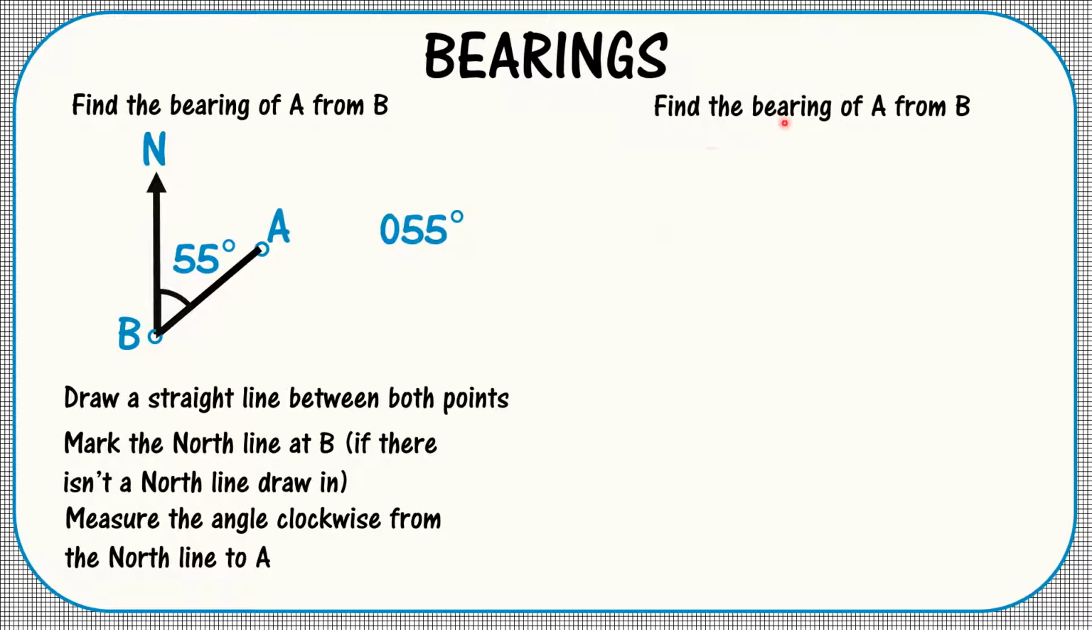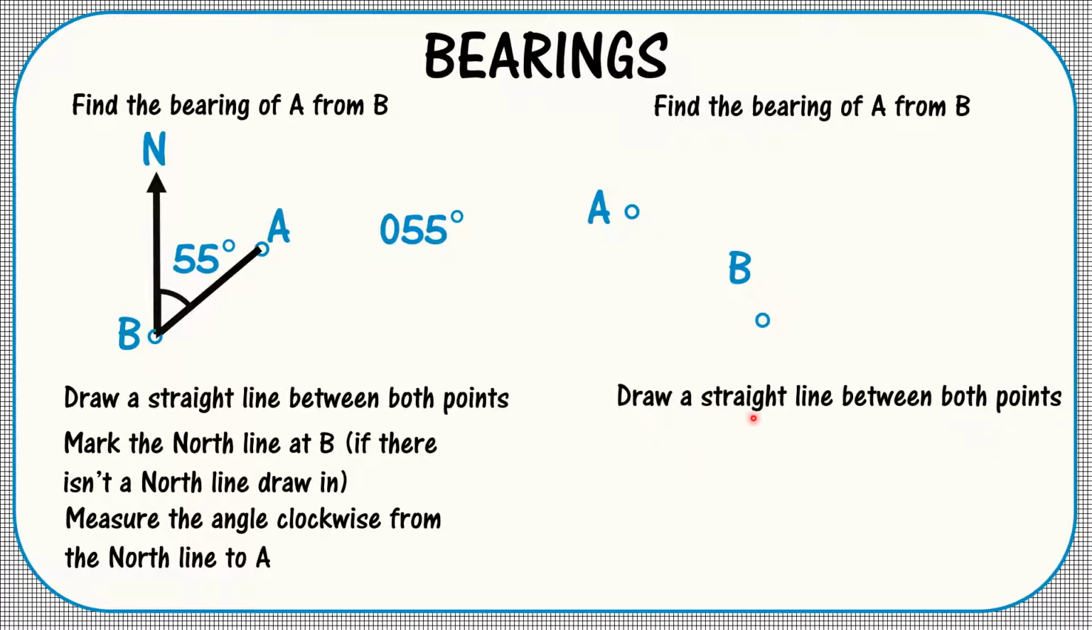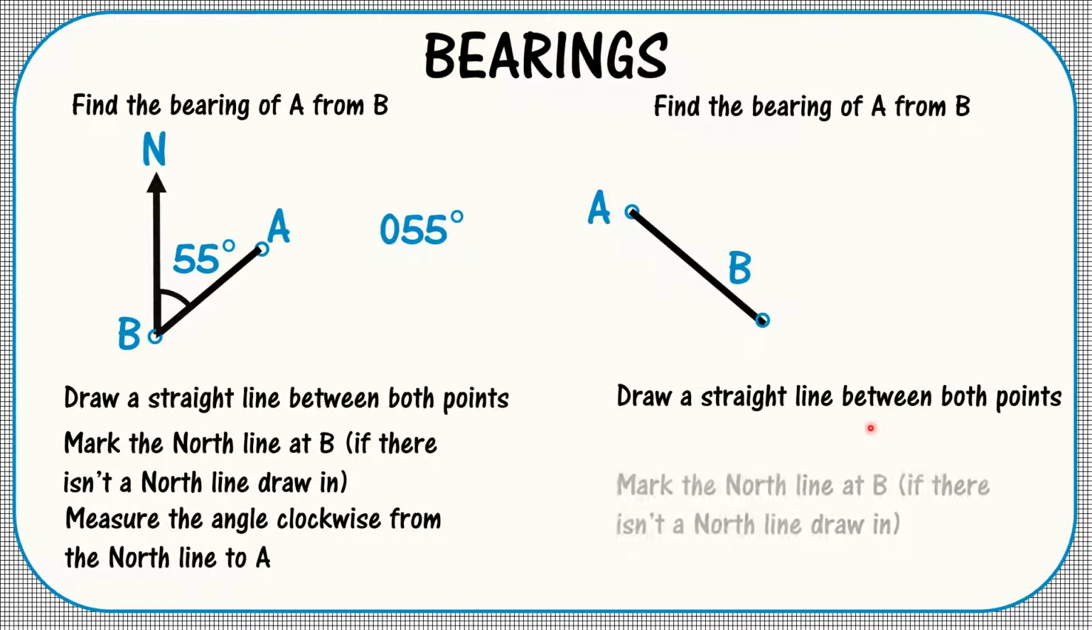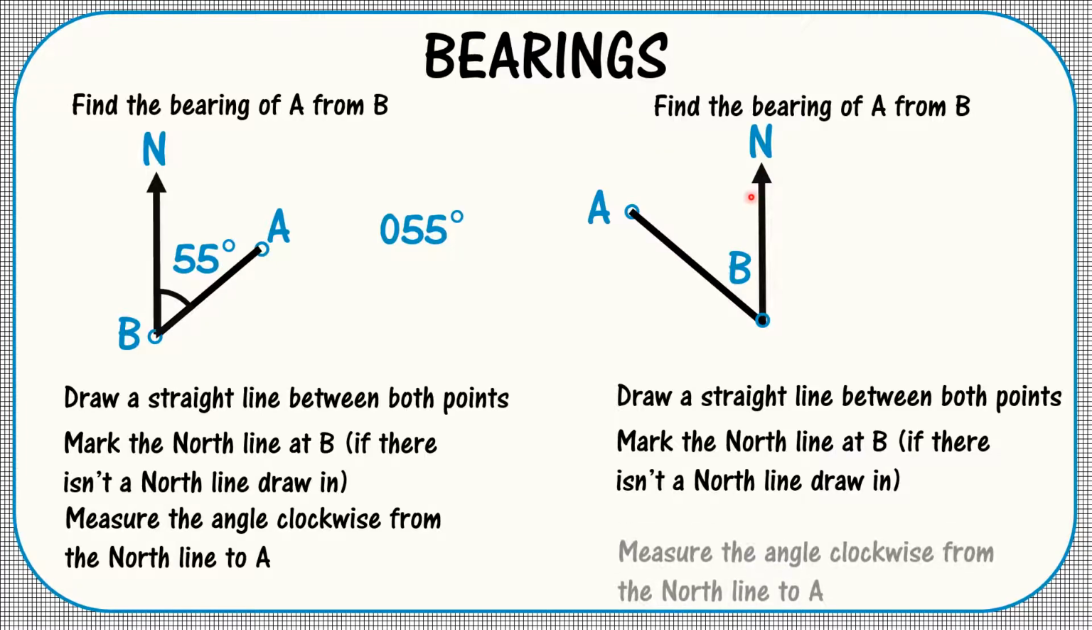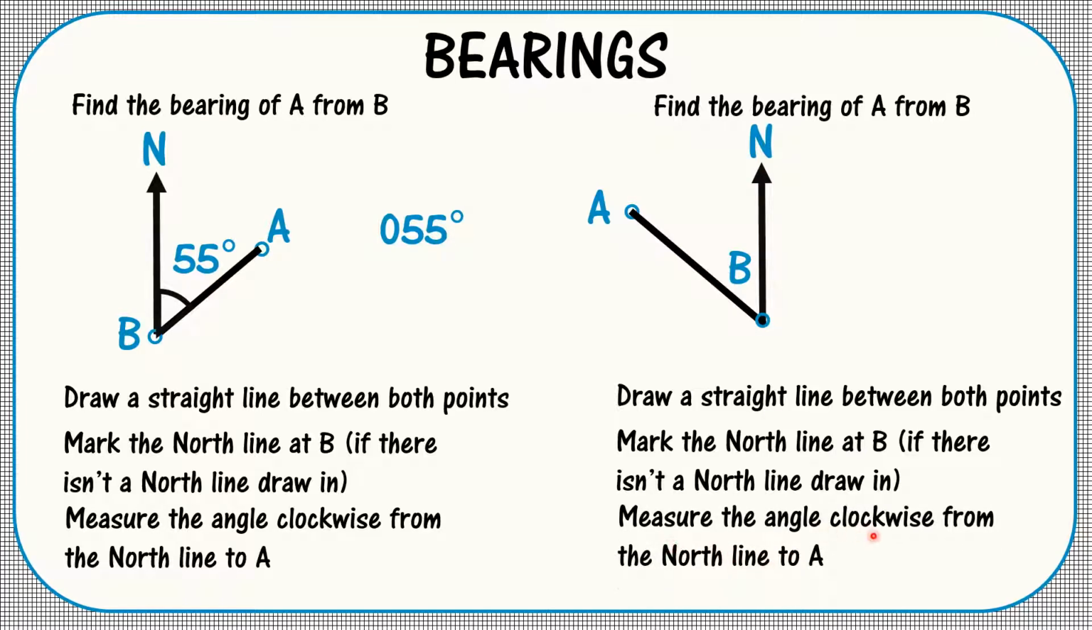Another example, find the bearing of A from B. Again, we have the points B and A. The first thing you do is draw a straight line between both points. The next step is to mark the north line at B because we are finding it from B. So again, you draw a vertical line with an N at the top to indicate that it is a north line. Measure the angle clockwise from the north line to A.